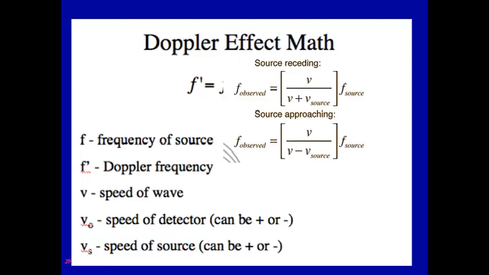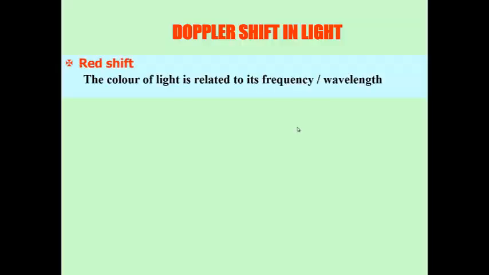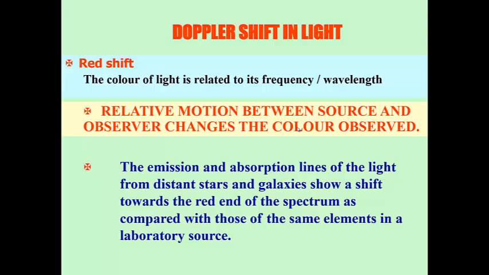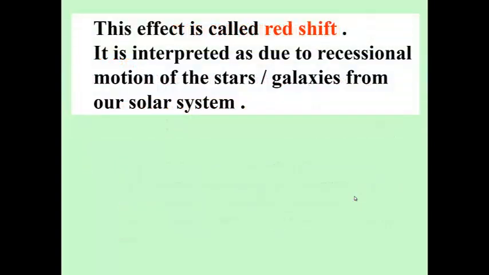Here's another way of looking at it from the Hyperphysics website. The Doppler shift can also be observed in light. So you get a red shift, which means that you've got something that's moving into the red region. And that means that you're getting a relative motion between the source and the observer. If it's a red shift, it's moving away. And the emission and absorption lines of the distant stars and galaxies show this red shift compared to the similar elements in our laboratory sources.